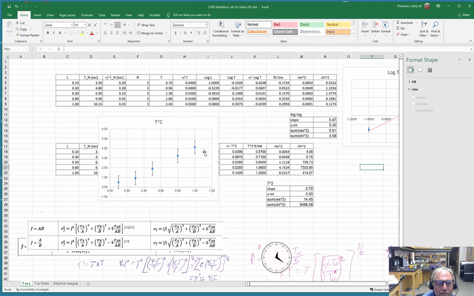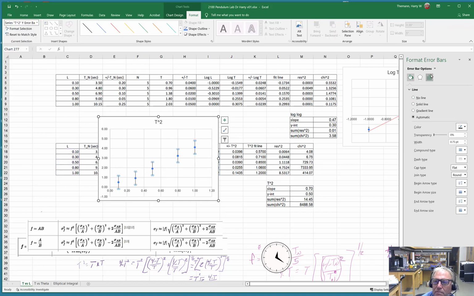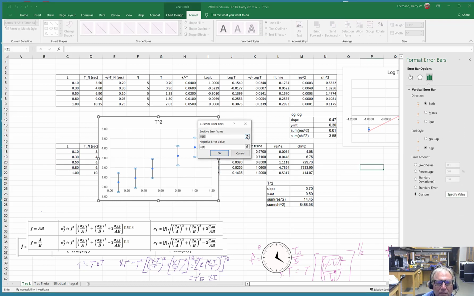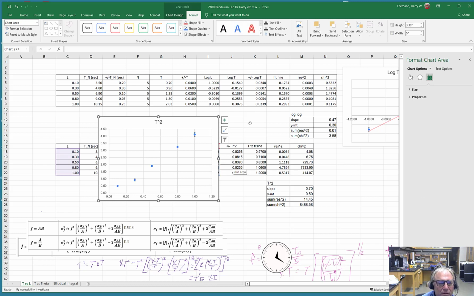And we need to format the Y error bars. And so that is the plus minus t squared, and the plus minus t squared again. And so we have something similar, and the error bars are a lot smaller now. But we also notice that the variation of data is smaller too.